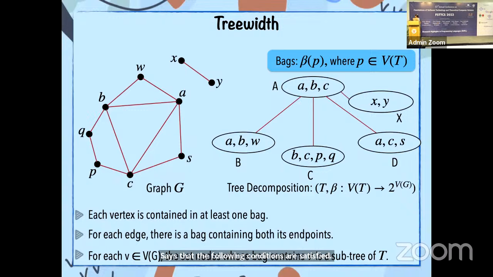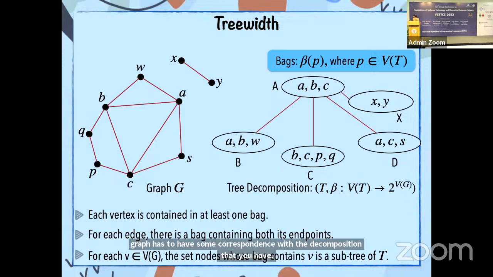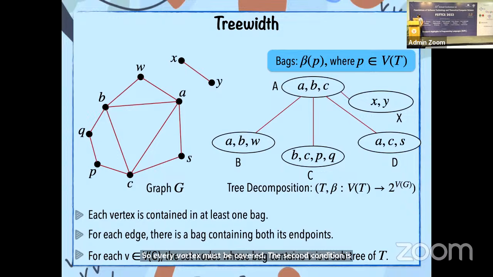So each vertex is contained in at least one bag. So the graph has to have some correspondence with the decomposition that you have. So every vertex must be covered. The second condition is, if you look at any edge in the graph, then there must exist at least one bag that contains both the endpoints. For instance, if you look at this edge AB, there is this bag that contains both A and B. So the vertex subsets associated with the nodes are also called bags.